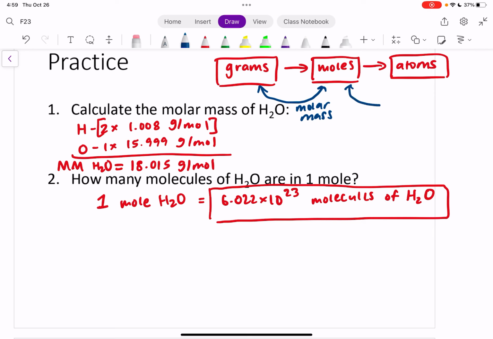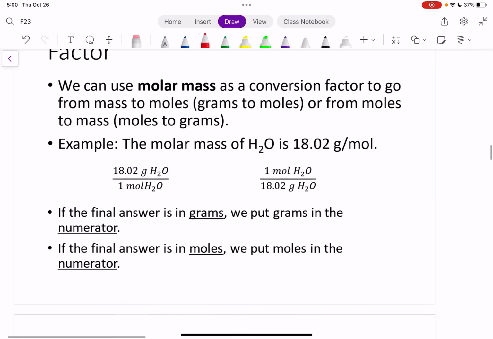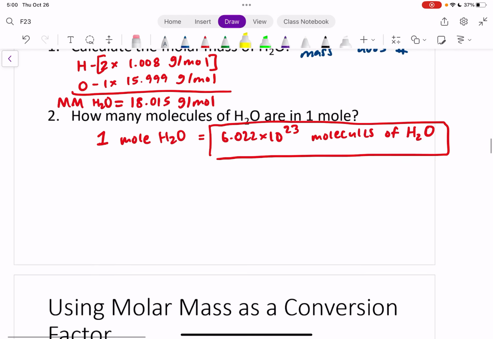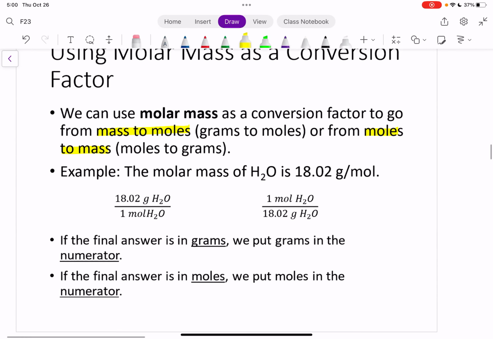Likewise, we know something that connects moles to atoms, and that is Avogadro's number. And we can go both ways here. We can go from atoms to moles to grams, and we can go from grams to moles to atoms, using the things that we know that connect those different parts of the problem. All right, so you can use this molar mass, grams per mole, as a conversion factor to go from mass to moles or from moles to mass. You can use that molar mass as a conversion factor.